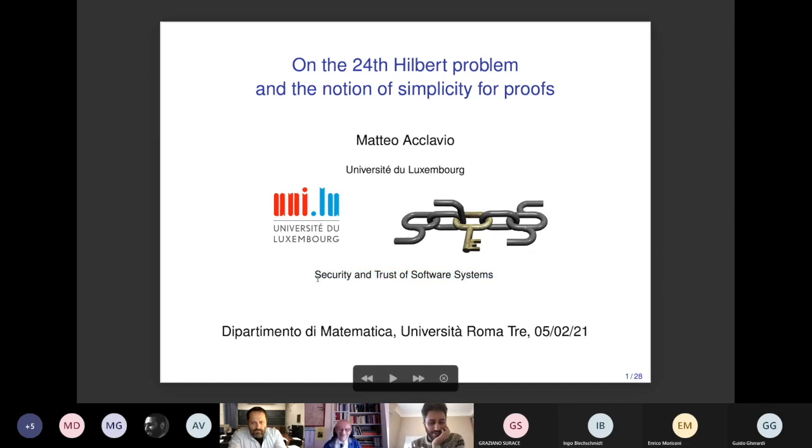So for who doesn't know, I come from mathematics. I did logic, and now I sneak inside a team which mostly deals with the problem of security in software. So let's say that the seminar is a self-justification on why I'm there.